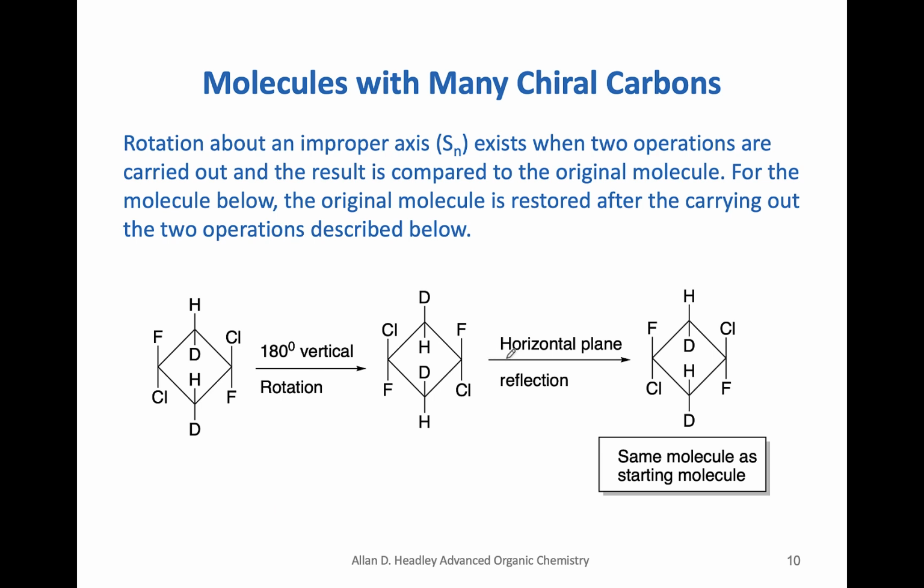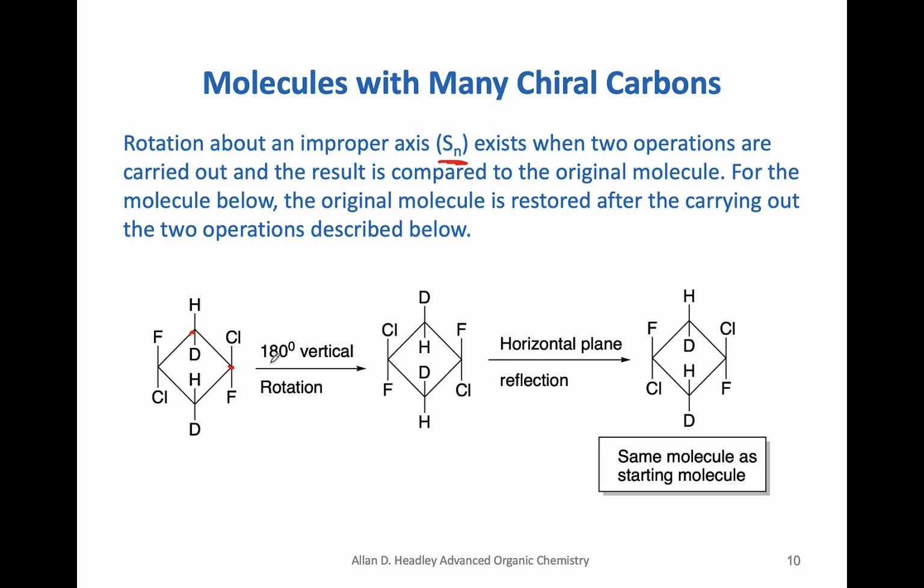Let us look at a last criterion here. That's the SN axis of symmetry. What this involves is basically 2 operations. So let's look at this molecule. It has chiral carbons here, here, and here, and the question is, if you carry out some symmetry operations on this molecule, if you get back the same molecule, then it has that symmetry element in it.